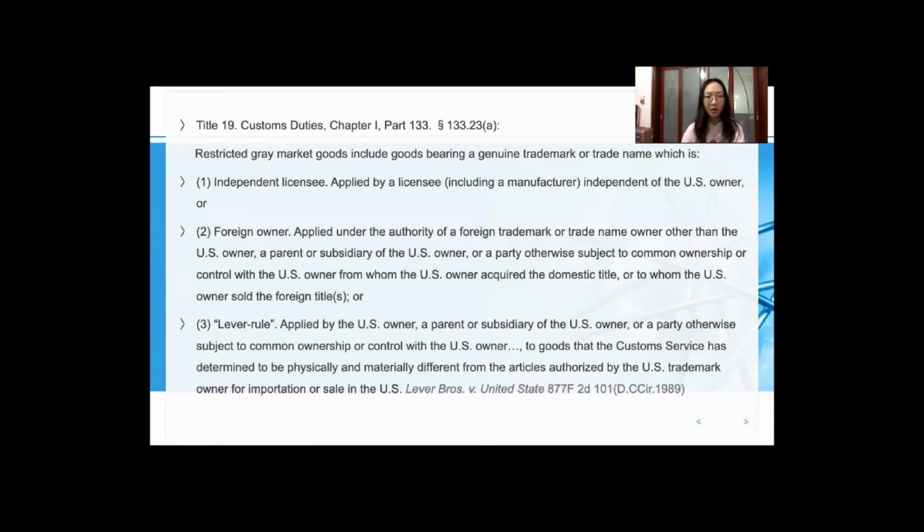According to the Customs Duties Regulation, restricted gray market articles include goods bearing a genuine trademark or trade name which is applied by a licensee independent of the U.S. owner, or applied under the authority of a foreign trademark or trade name owner other than the U.S. owner, a parent or subsidiary of the U.S. owner, or a party otherwise subject to common ownership or control with the U.S. owner, from whom the U.S. owner acquired the domestic title or to whom the U.S. owner sold the foreign title, or applied by the U.S. owner, a parent or subsidiary of the U.S. owner, or a party otherwise subject to common ownership or control with the U.S. owner, to goods that the Customs Service has determined to be physically and materially different from the articles authorized by the U.S. trademark owner for importation or sale in the U.S.